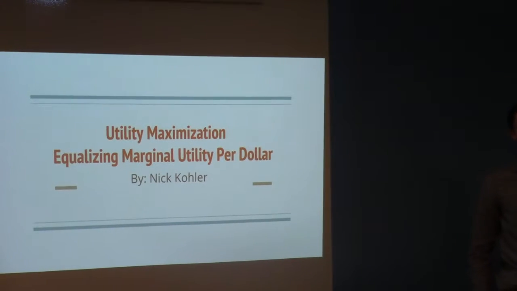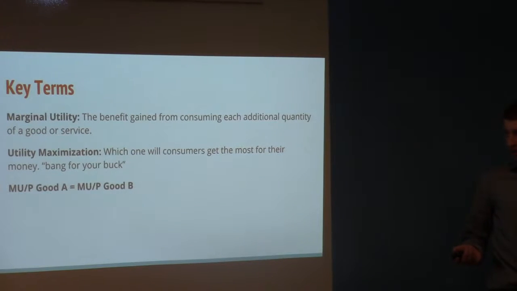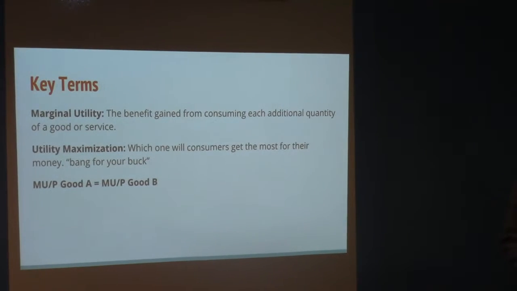So my topic is about utility maximization, equalizing marginal utility per dollar. Some basic information, key terms. Marginal utility is the benefit gained from consuming an additional quantity of a good or a service. And utility maximization is which one consumers will get the most of for their money, or the amount of each one they would get. It's like bang for your buck.